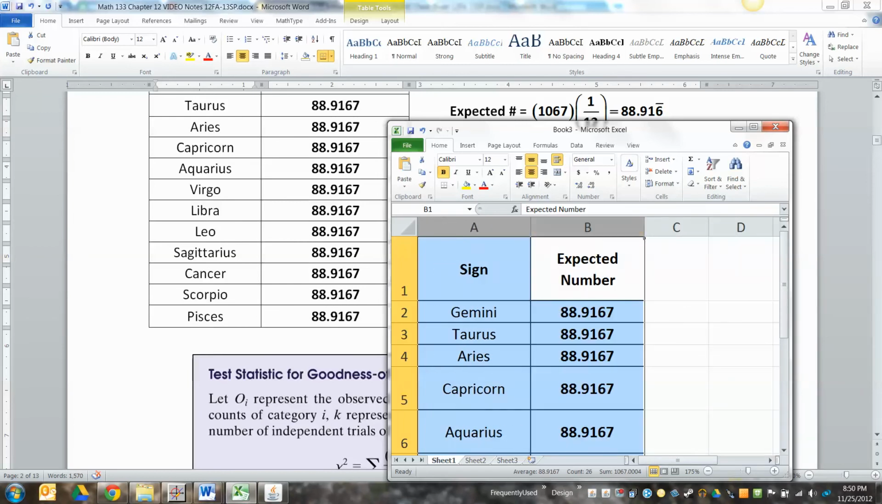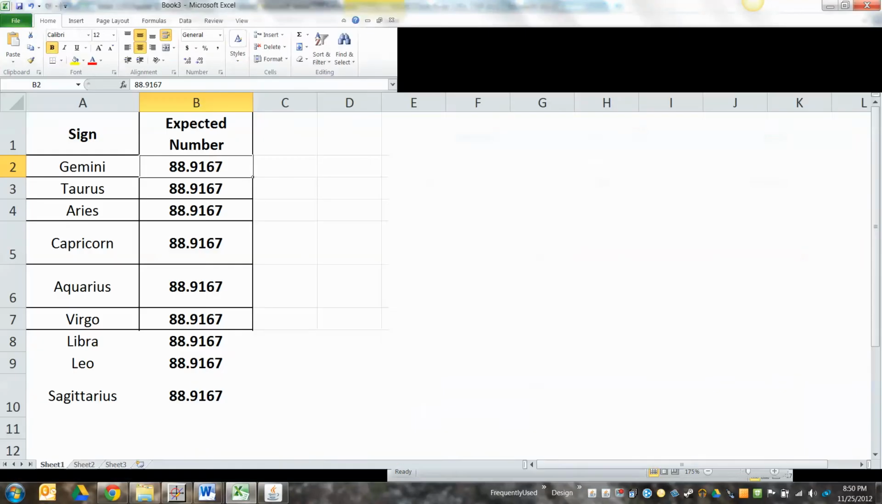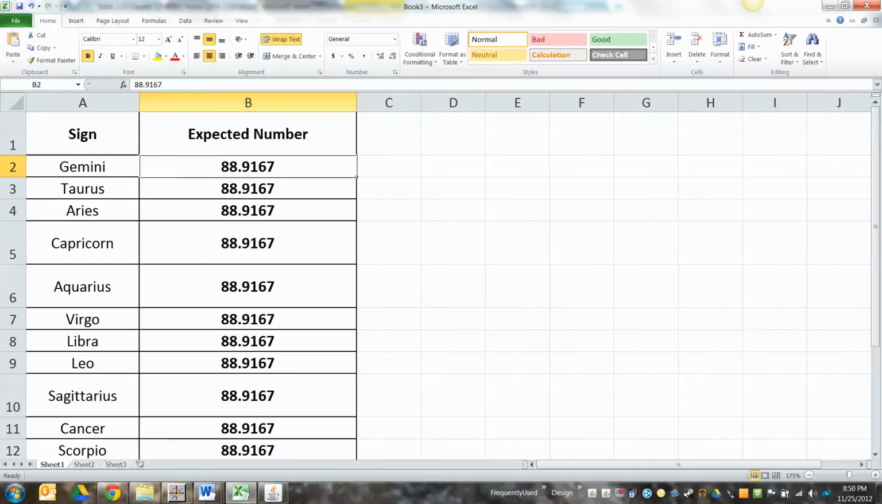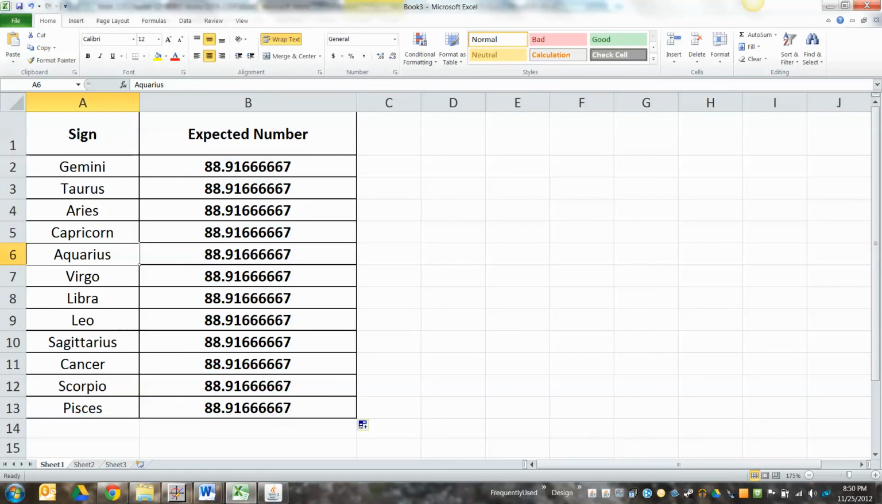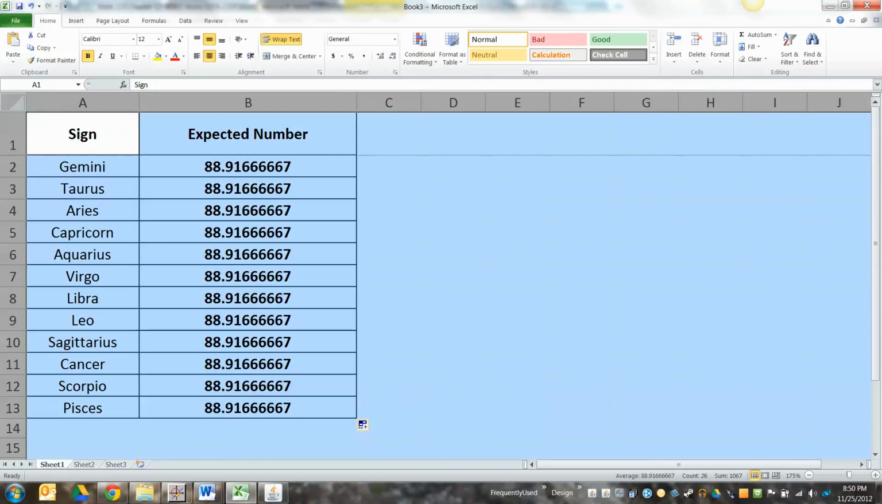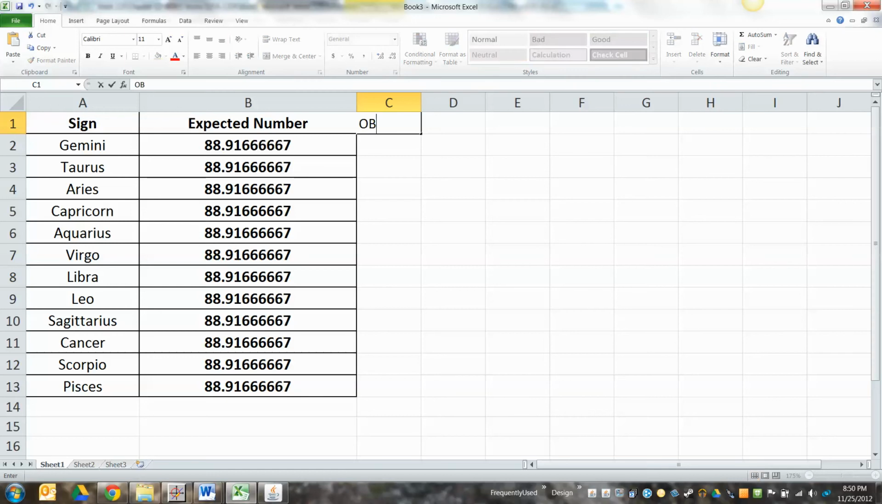And it might even be a smart move to have Excel calculate all this for us. We've done it before, I know, but you just take equals 1 divided by 12 times 1067. There we go. Now I've got all the decimal places in all their glory. So that's the expected number. Now the observed is what actually happened. Except you have to spell it correctly. Observed. There we go.